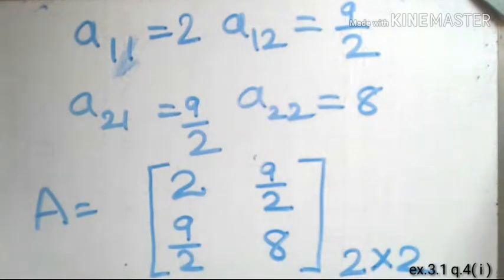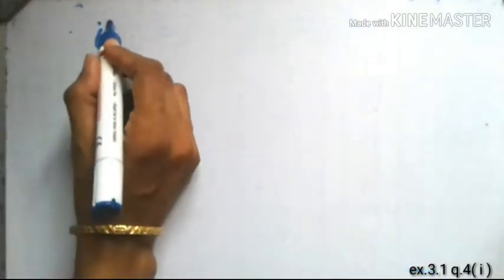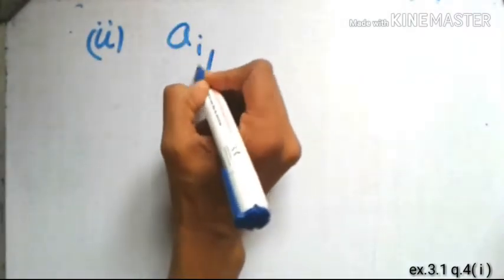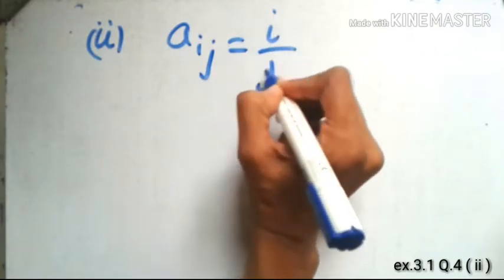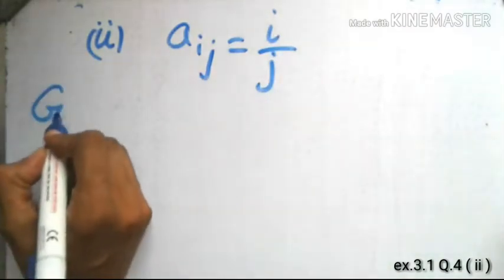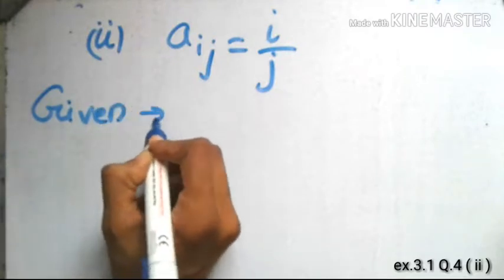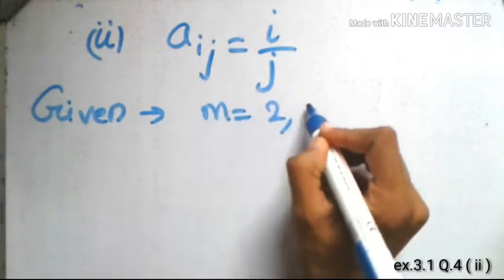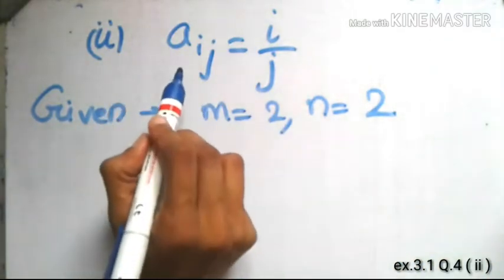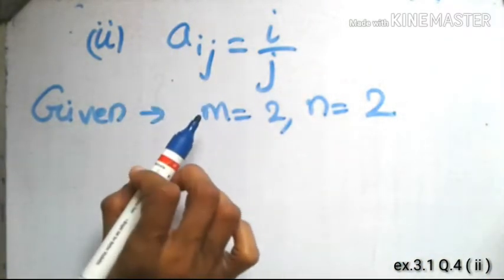Now let's go to the second part of the question. The second part says that my matrix element is of the type Aij is equal to i upon j. So let's see how to do this. First, write down the given data. We are given that the number of rows is 2 and the number of columns is 2, and we are also given this formula. So this is what is given to us.